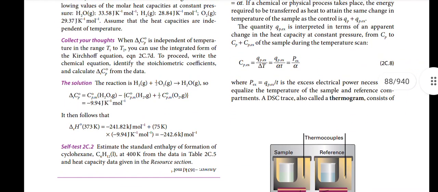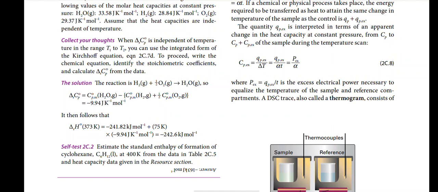If a chemical or physical process takes place, the energy required to be transferred as heat to attain the same change in temperature of the sample as the control is qp + qp,ex. The quantity qp,ex is interpreted in terms of an apparent change in the heat capacity at constant pressure from Cp to Cp + Cp,ex of the sample during the temperature scan, where P,ex = qp,ex/t is the excess electrical power necessary to equalize the temperature of the sample and reference compartments.